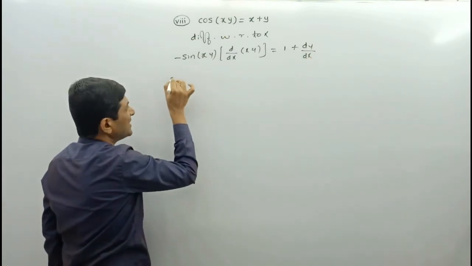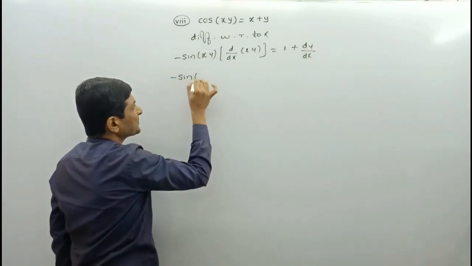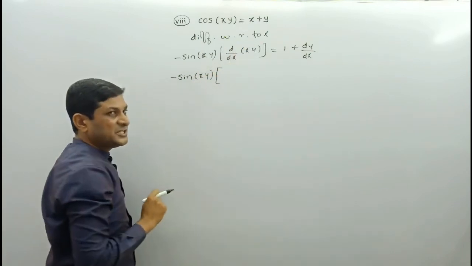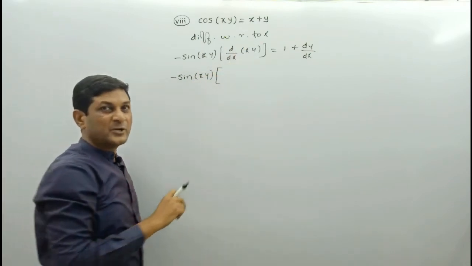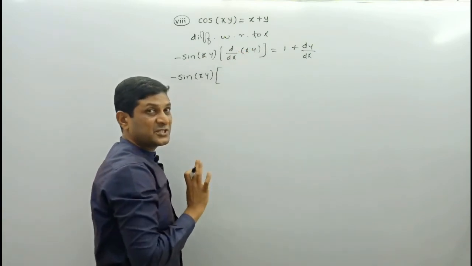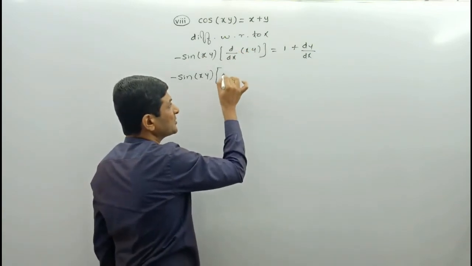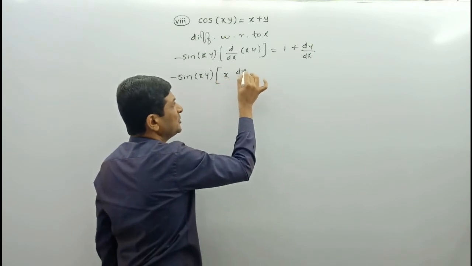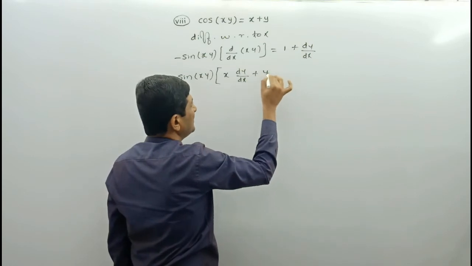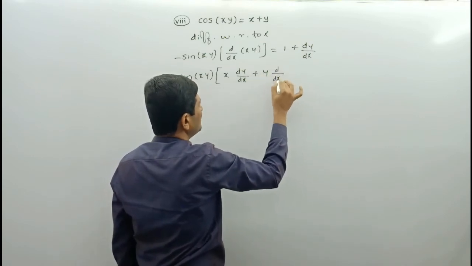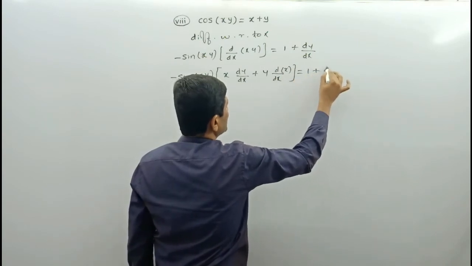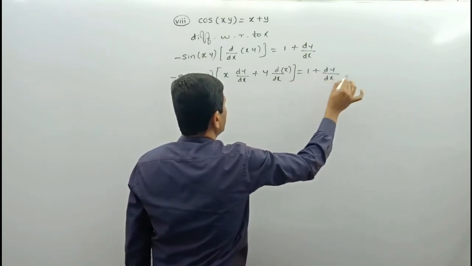Now on the left hand side, minus sine xy, keep it as it is. Now to find the differentiation of this term, we have to apply the product rule, because a product of two functions is there. The first function is x and the second function is y. According to the product rule, keep the first term as it is into the derivative of the second term, derivative of y, plus the second term as it is into the derivative of the first term. The first term is x. On this side 1 plus dy upon dx, keep it as it is.